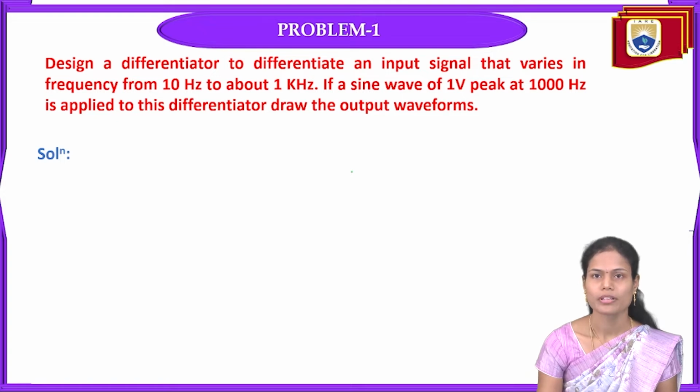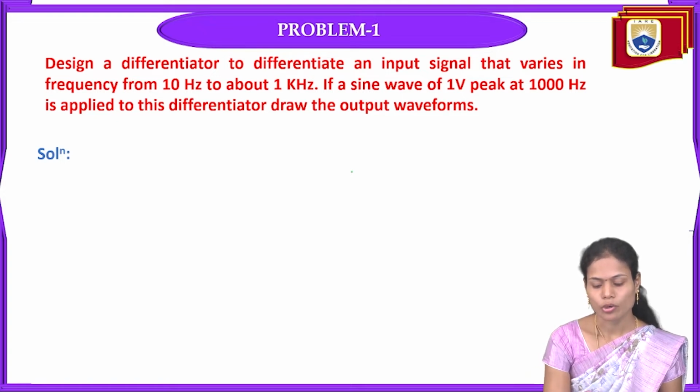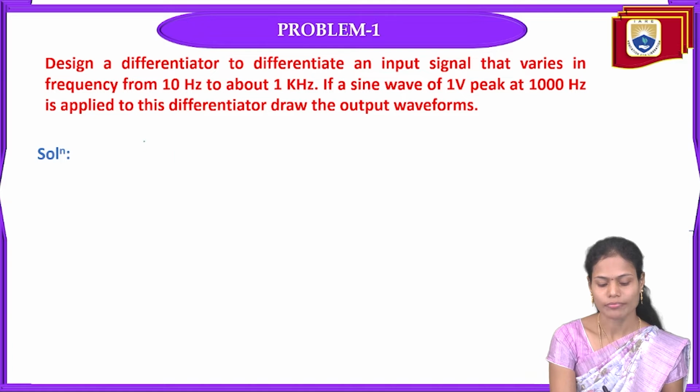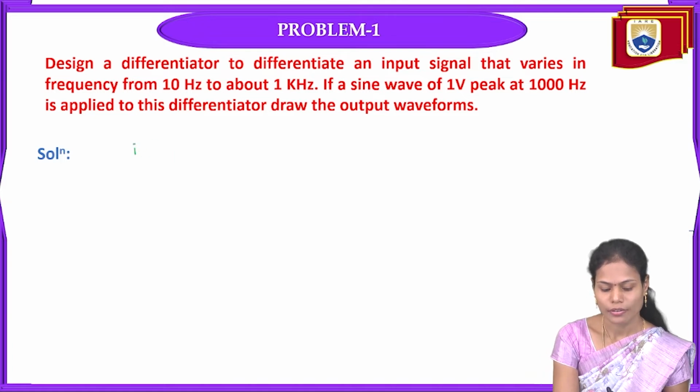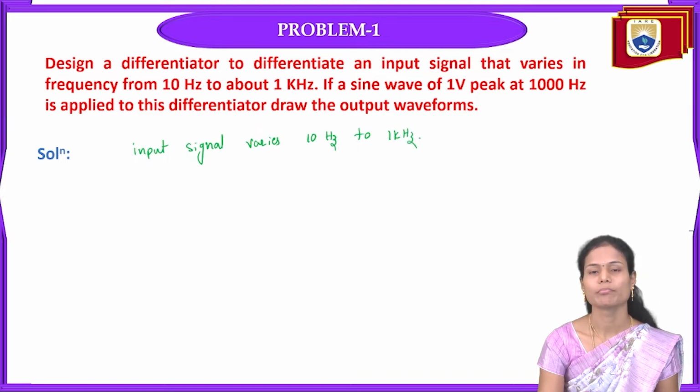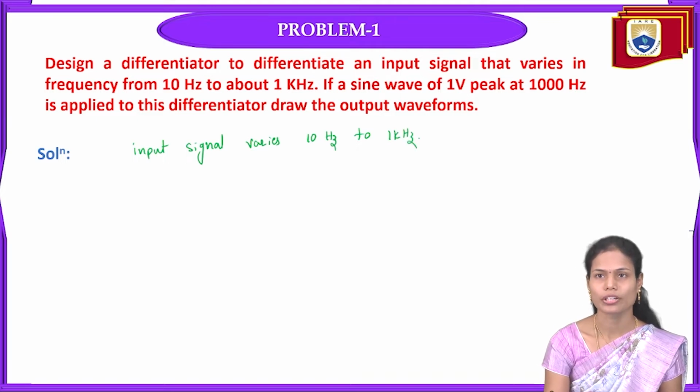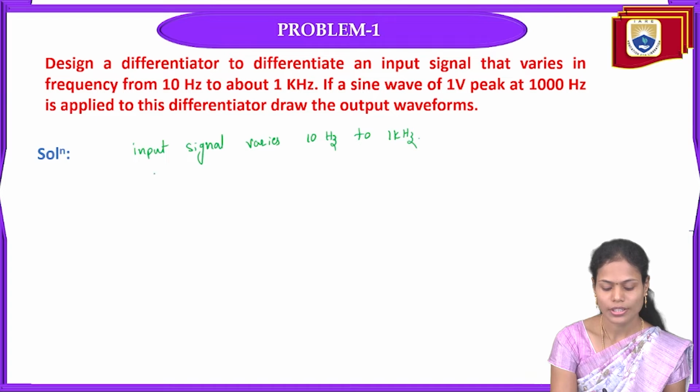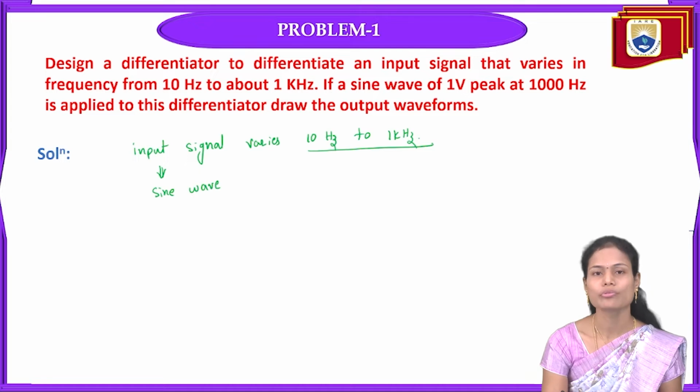output waveform. So here in the problem, the given values are the input signal. Input signal is varying from 10 Hz to 1 kHz, and the input signal we are taking here as sine wave. So the range of the signal is 10 Hz to 1 kHz.